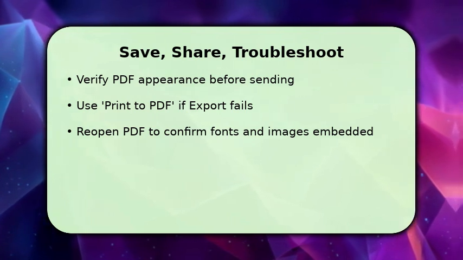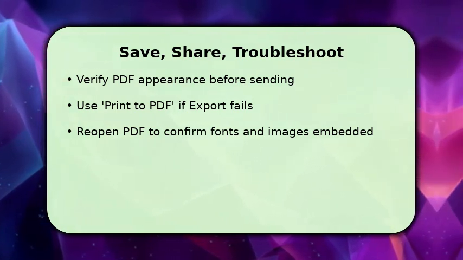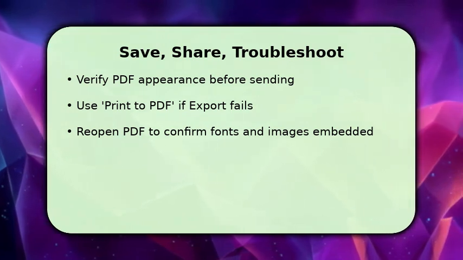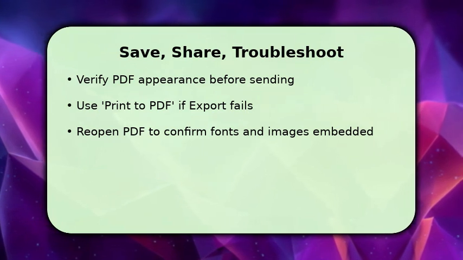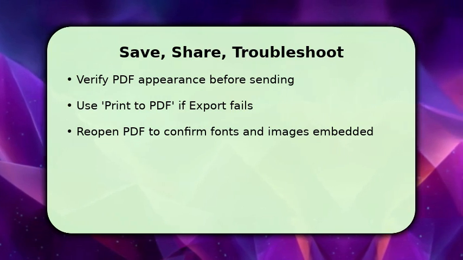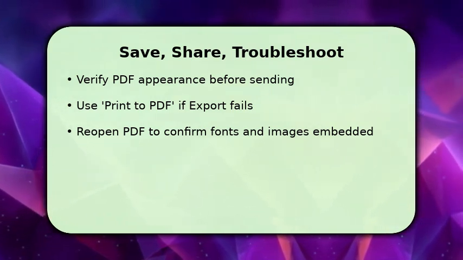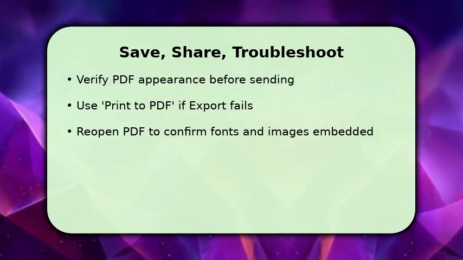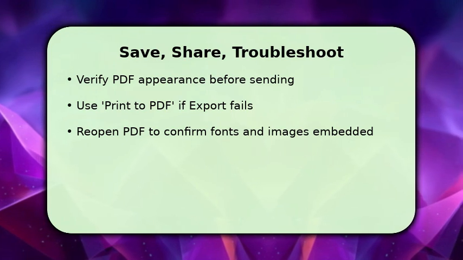If export fails, try Print and select Save as PDF or use a different app, because Print to PDF often bypasses export glitches. Make sure embedded fonts and images appear. If not, return to Word, flatten images, or embed fonts and repeat. If problems persist, restart the app or upload to cloud and convert there as a fallback.